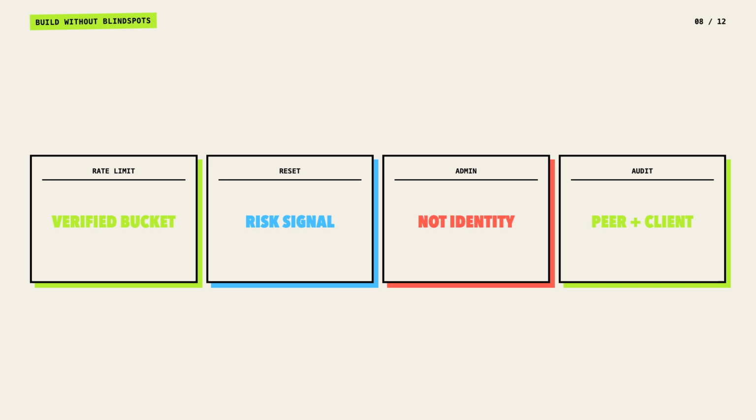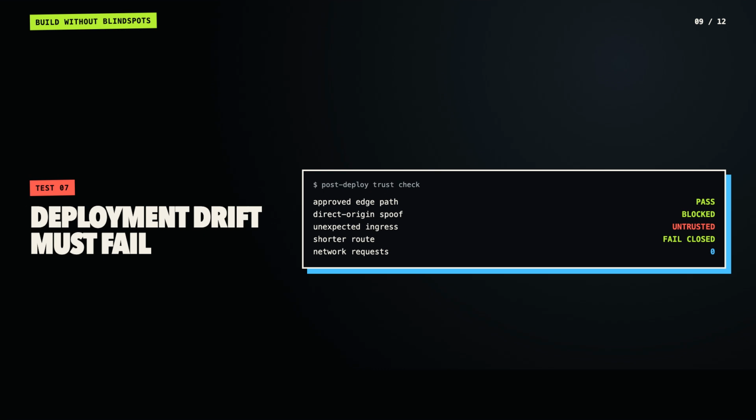The 6th test runs one fake header through 4 consumers: rate limit, reset risk score, admin gate, and audit event. The correct implementation never lets an unverified value bypass a limit, reduce risk, grant access, or overwrite the evidence. The code can be correct while the deployment makes its assumptions false.